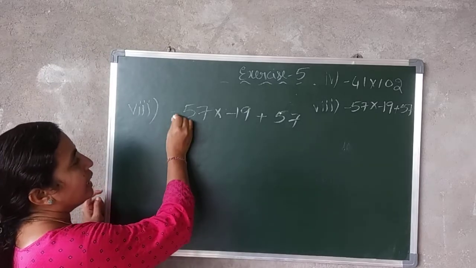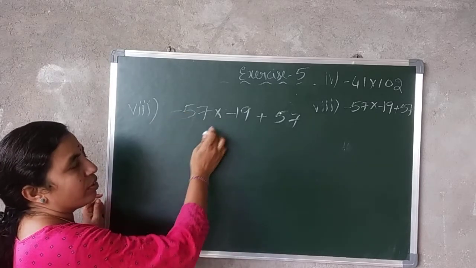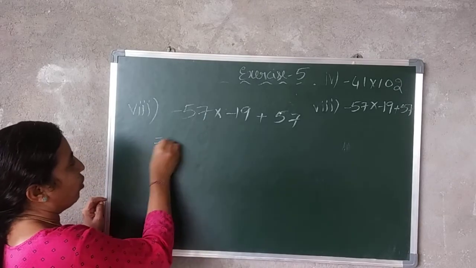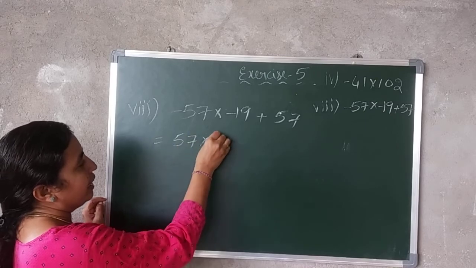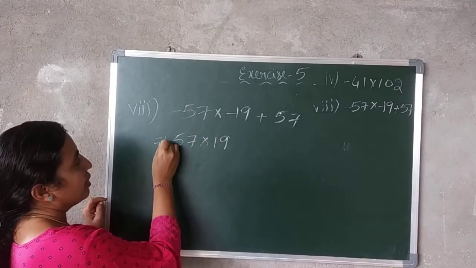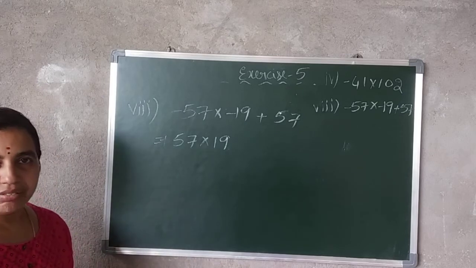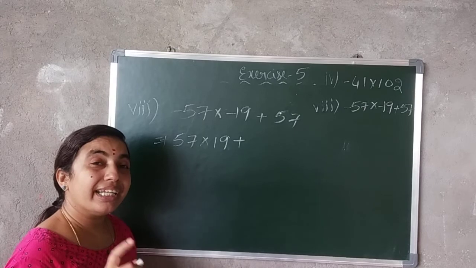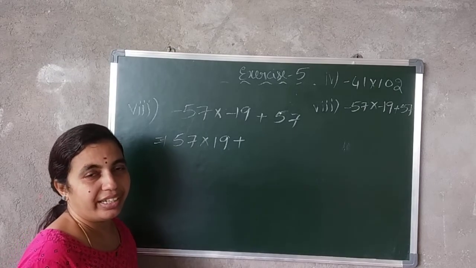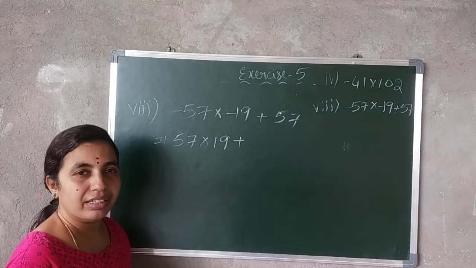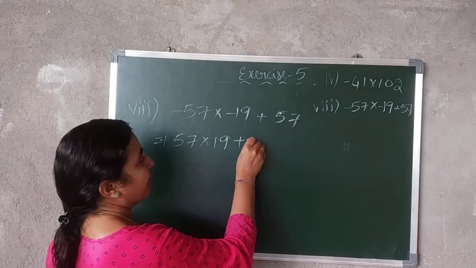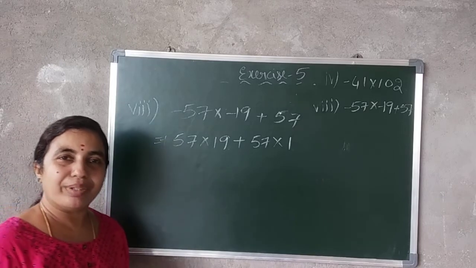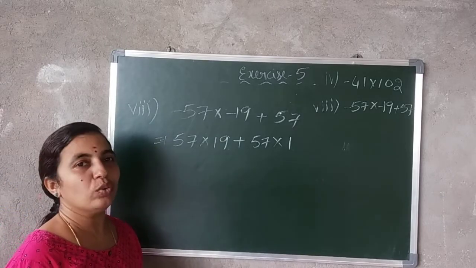Just simply, now see, when you have 2 negative signs, what will you get? When you have 2 negative signs, the answer is plus. So this can also be written as 57 into 19 plus 57 into 19. Now, here, if you apply multiplicative identity, what is multiplicative identity? If you multiply a number by 1, you will get the same number. So 57 can also be written as 57 into 1.